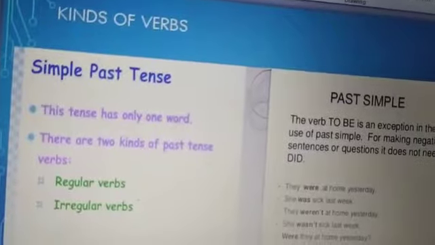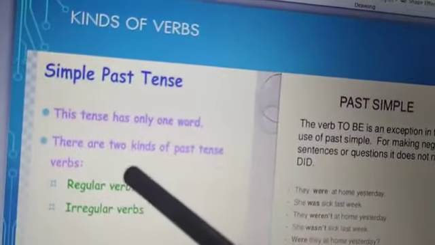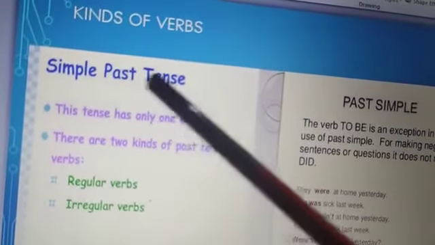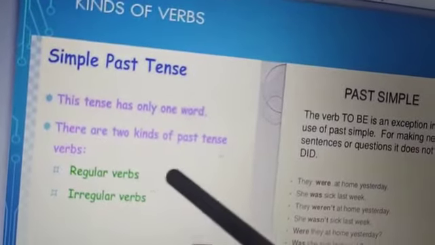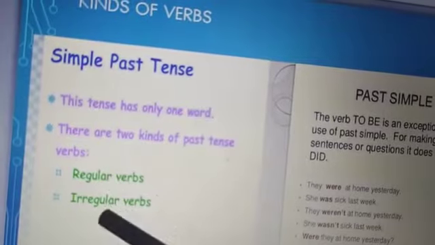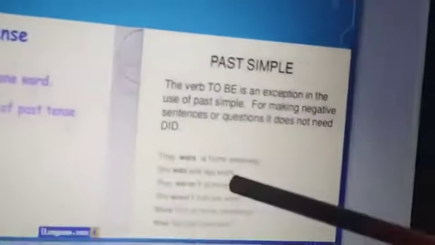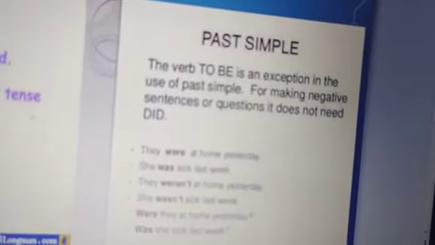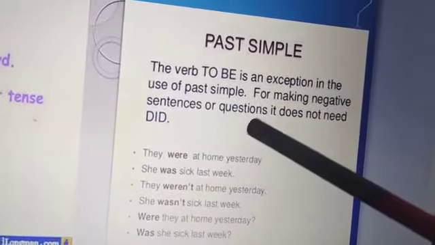So, children, look here, kinds of verb. Simple past tense. This tense has only one word. When the simple past tense is there, we use only one word. There are two kinds of past tense verbs. What are they? Regular verbs and irregular verbs. The verb to be is an exception in the use of past simple.